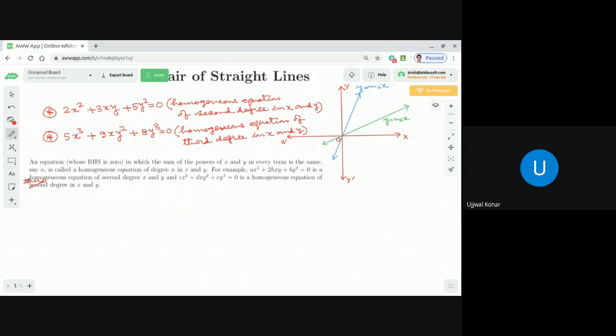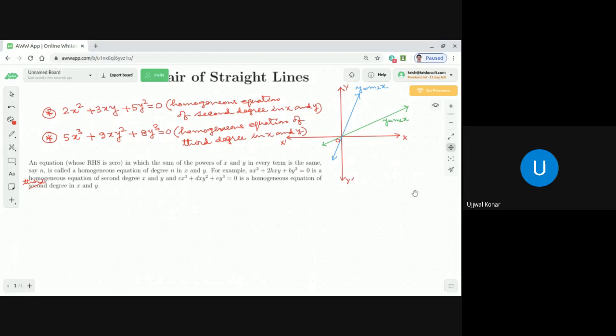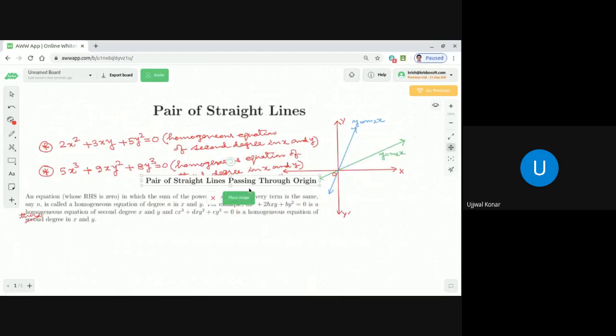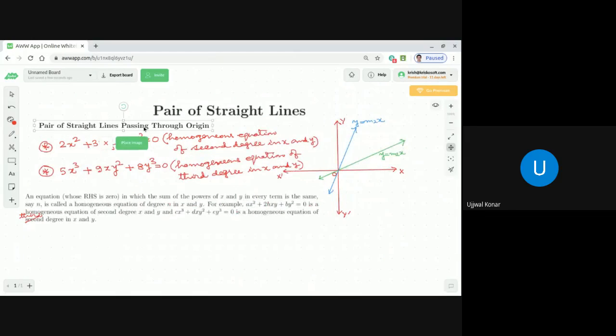Dear students, what we are going to discuss, as I was telling, is a pair of straight lines passing through the origin. That is our discussion at this moment. So that we should be discussing first, and let's see.